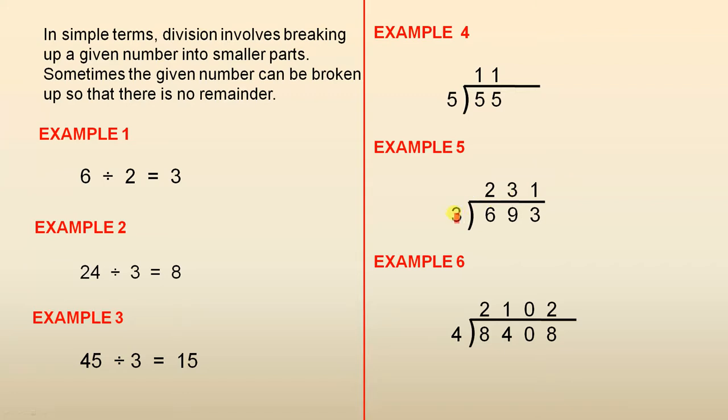Example 5. 3 divided into 693. 3 divided into 6 goes twice. 3 divided into 9 goes 3 times. 3 divided into 3 goes once. Example 6. 4 divided into 8,408. 4 into 8 goes twice. 4 into 4 goes once. 4 into 0 goes 0. And 4 into 8 goes twice.